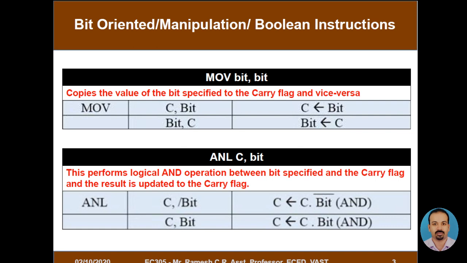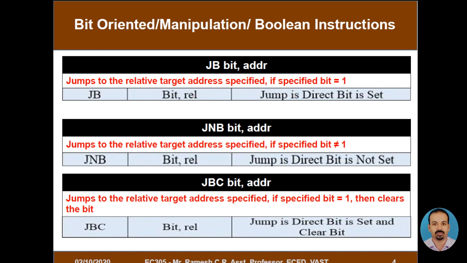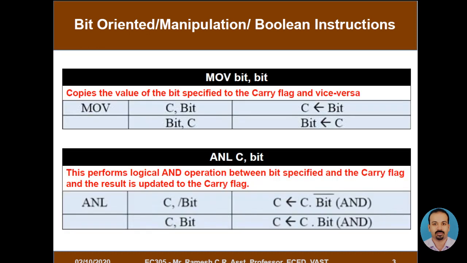So we have two different combinations, where the first one is the logical AND operation between the carry flag and the complement version of the bit specified. Okay, and the second one is the logical AND operation between the carry flag and the bit specified directly. And we never go for the OR here. In this case it's sufficient that we can go for the logical AND alone.